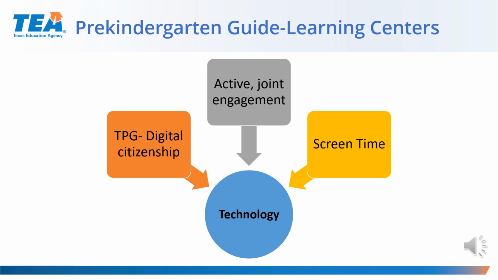Technology best practices include explicitly teaching digital citizenship as set forth by the Texas Prekindergarten Guidelines, using technology for active joint engagement and interactions, such as co-viewing of media, and asking children questions about what they are viewing, playing, or making connections to what they have learned, and setting parameters for screen time based on leading research.